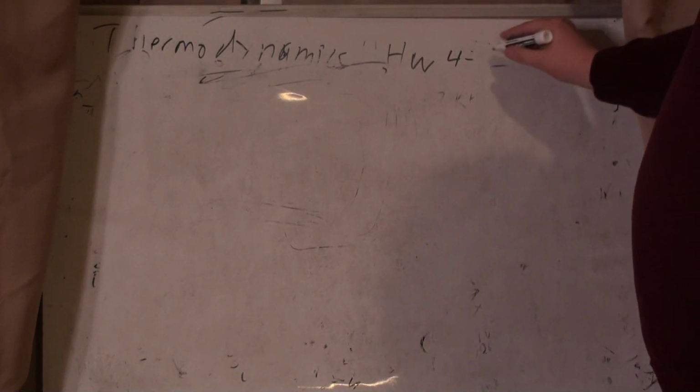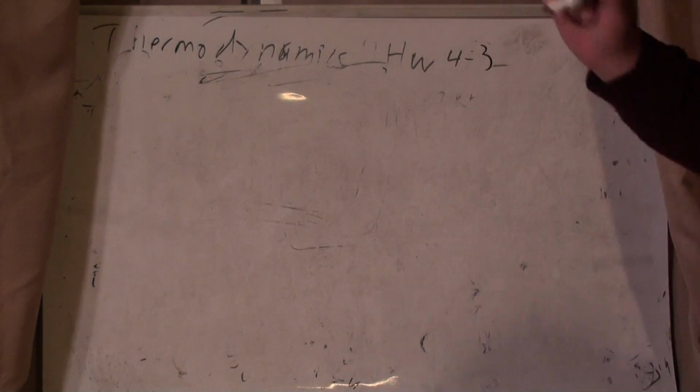Welcome back. We're doing Thermodynamics 1 homework. Homework number 4, problem number 3. Homework number 4 is on first law analysis of a closed system. So piston cylinders, rigid tanks, that kind of thing.